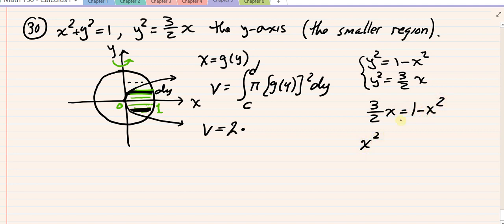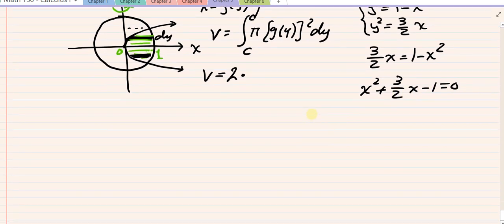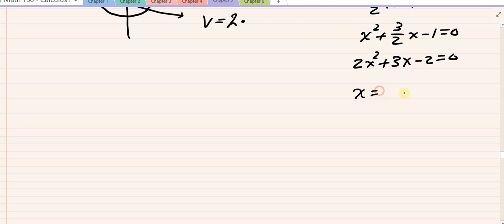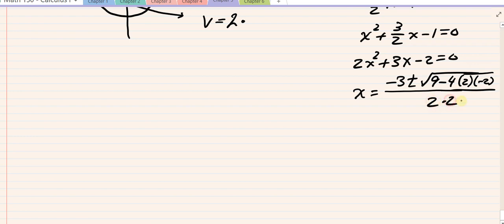That means bring x squared over, in fact bring everything over to the left. You get x squared plus 3/2 x minus 1 equals 0. Multiply the entire equation by 2 to get rid of fractions. We get 2x squared plus 3x minus 2 equals 0. And at this point, we can actually use the quadratic formula, right, to solve for x. Negative b plus or minus the square root of b squared minus 4ac, divided by 2a, which is 2 times 2.